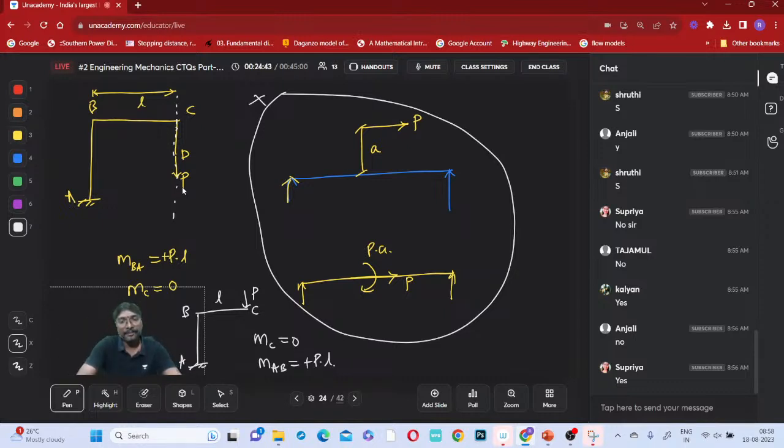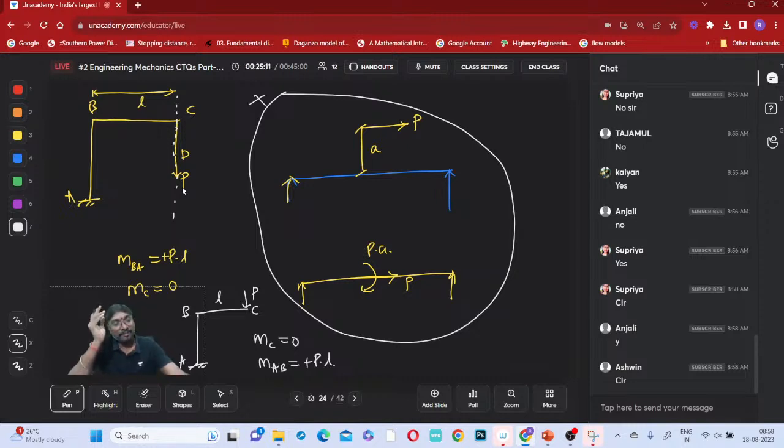Now it is clear, all of you? What is the principle of transmissibility? Everyone clear? So how will it be useful? We can shift the load from one place to another place along its line of action only, and it should create the same moments as the original at a particular point. So what is the purpose of this? If you do like this, it will simplify the question solving, definitely, or not, everyone? Yes, it will simplify the question solving if you just observe.